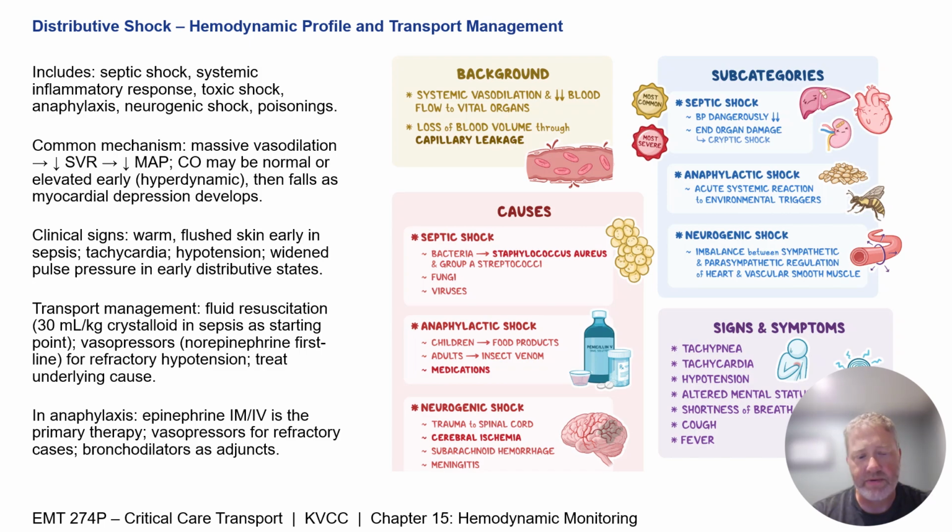Vasopressors with norepi as a first line medication for refractory hypotension. But in any case, treat the underlying cause. In anaphylaxis, epinephrine, either IM or IV, that's the primary therapy. Vasopressors can be used for refractory cases, and bronchodilators as adjuncts that won't really do anything unless they have an underlying obstructive disease, pulmonary disease.